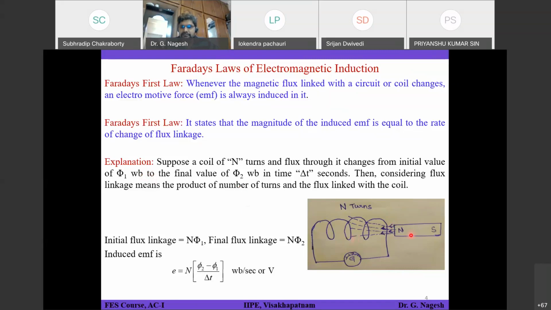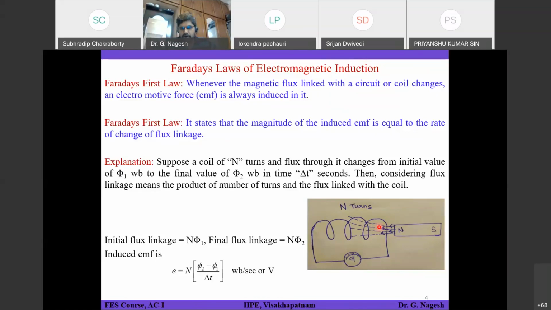Let's say this bar magnet is very close to this coil. The amount of flux coming out of the magnet is always constant. But when I bring it very close to the coil, the flux passing through the cross-sectional area of the coil is going to be more. When I move this bar magnet far away, obviously the flux cutting this coil will be reduced. So according to Faraday's first law, when there is a changing flux linking the coil, an EMF can be induced in the coil.